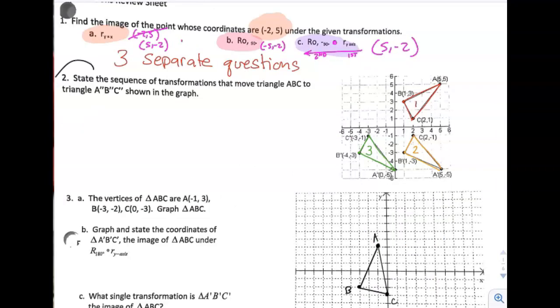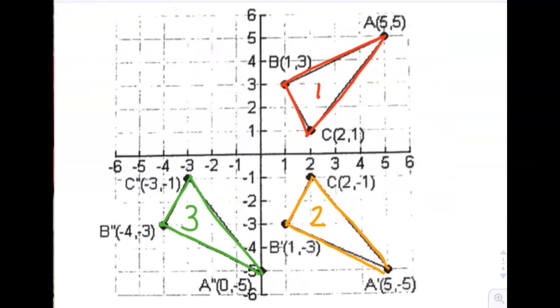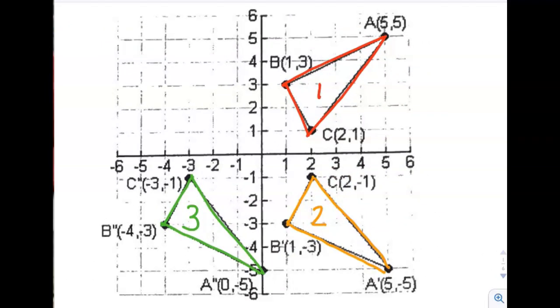Okay, question 2. It says state the sequence of transformations that move triangle ABC to A double prime, B double prime, C double prime. So what were the 2 steps, the sequence of steps that went from A, B, C to A prime, B prime, C prime, and then ultimately to A double prime, B double prime, C double prime. So I kind of have it labeled the first, the second, and the third.